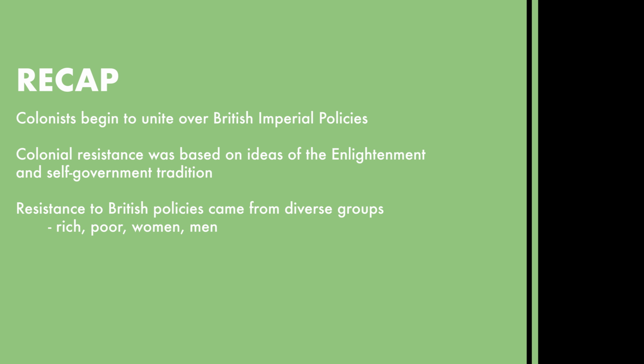Alright, here is a final recap for you. Colonists begin to unite over British imperial policies. Colonial resistance was based on ideas of the Enlightenment and self-government traditions. And resistance to British policies came from diverse groups: rich, poor, women, and men.